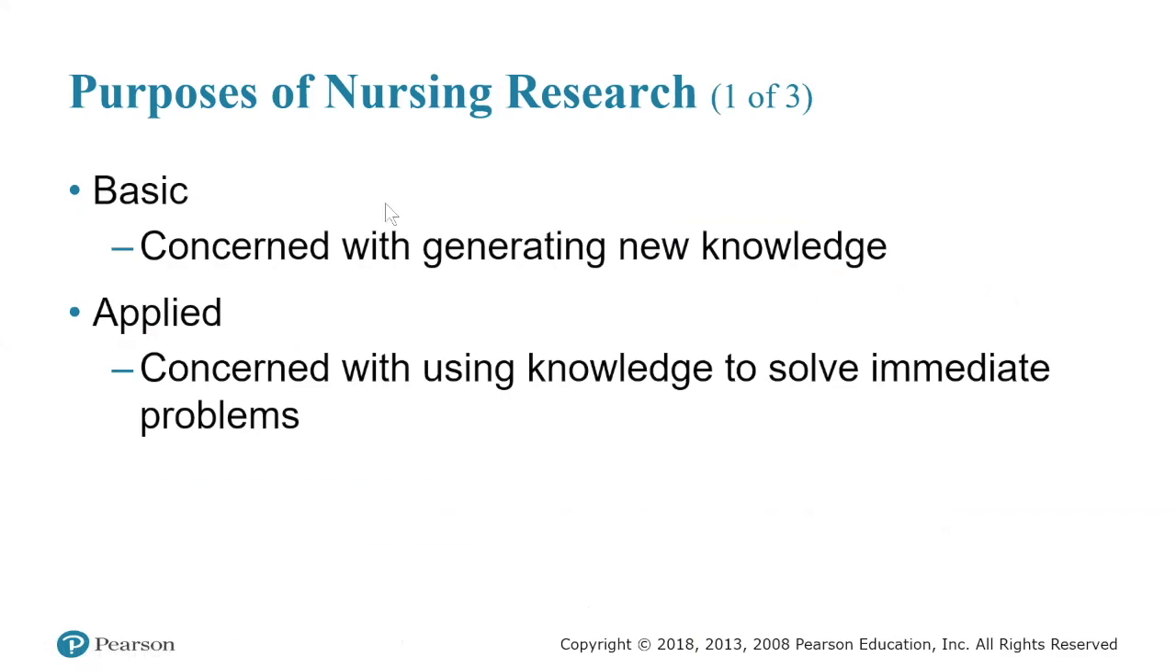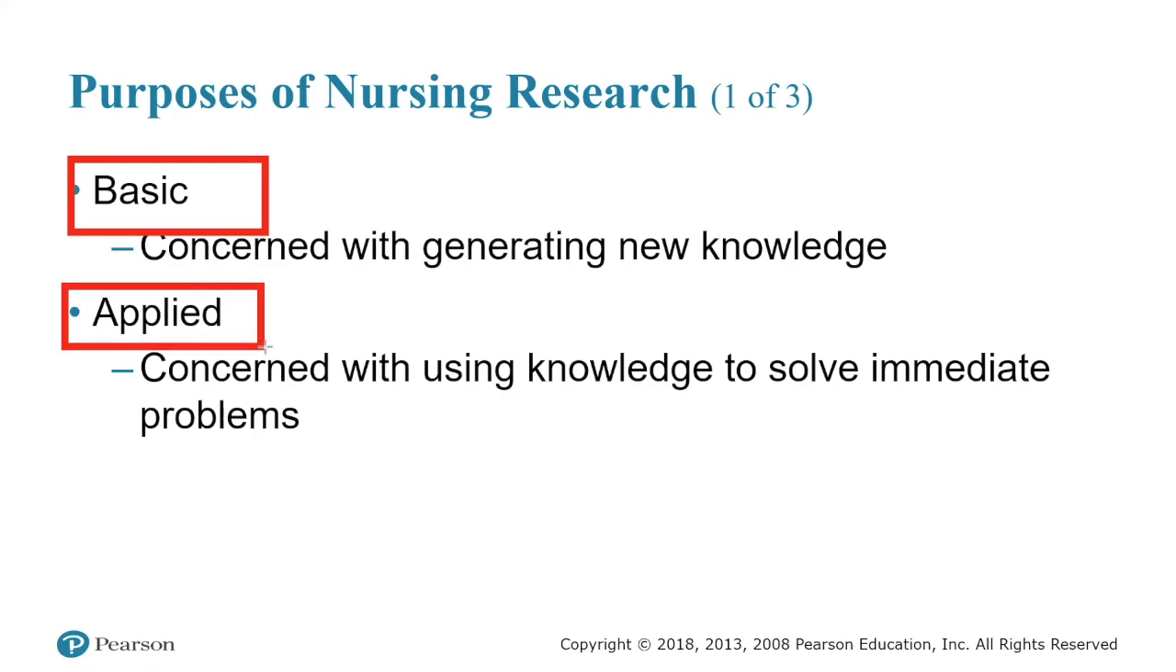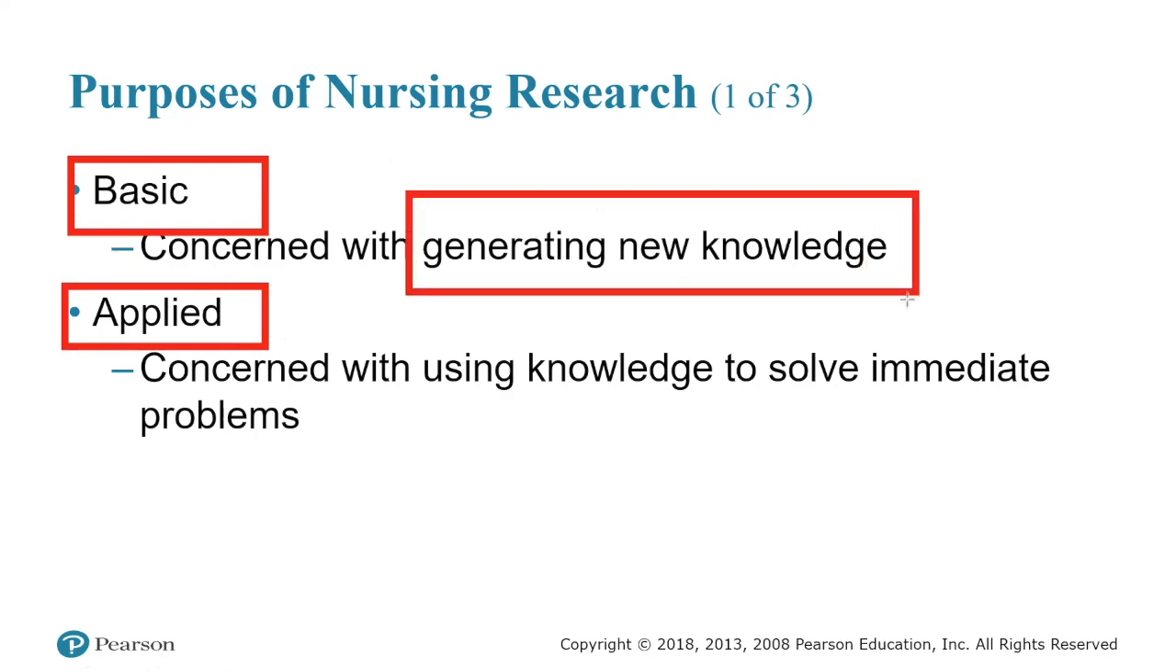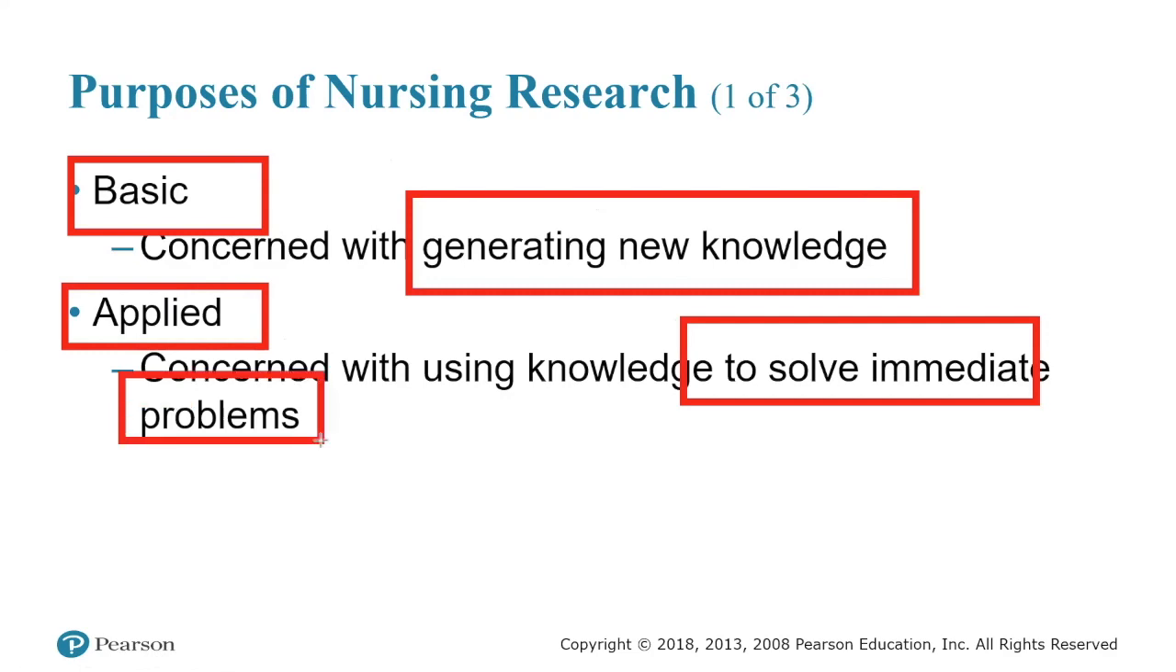Next, there are two main kinds of research in nursing, okay? So by purpose, research could be classified as basic. It could also be classified as applied. Take note of the terms basic and applied. When I say basic, your focus is the generation of new knowledge. When I say applied, it is to solve immediate problems, okay?